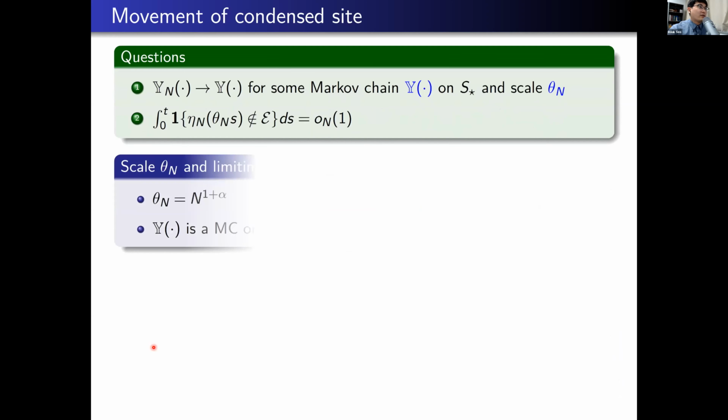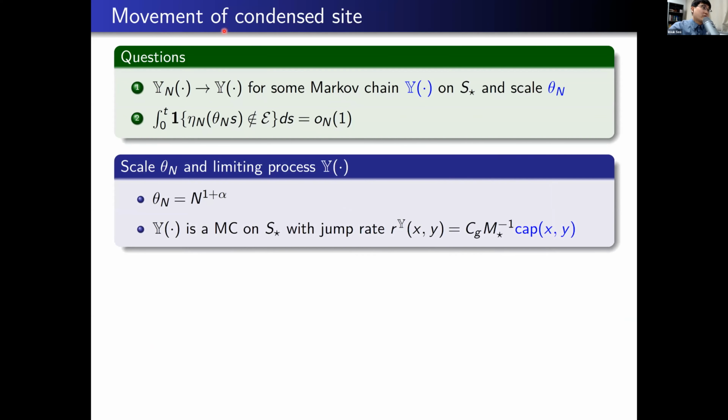Okay, now before explaining how to prove this, let me first explain what this theta n and what this limiting Markov chain Y is. So define, as I mentioned before, this scale theta n is n to the 1 plus alpha. And Y, the limiting Markov chain, is a Markov chain on S star with a certain form of jump rate.